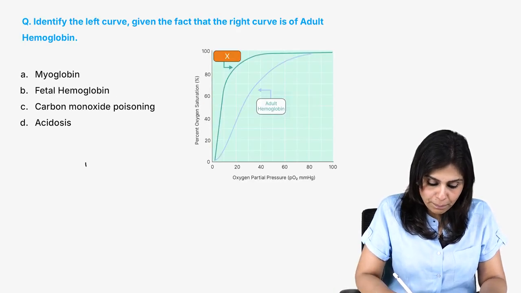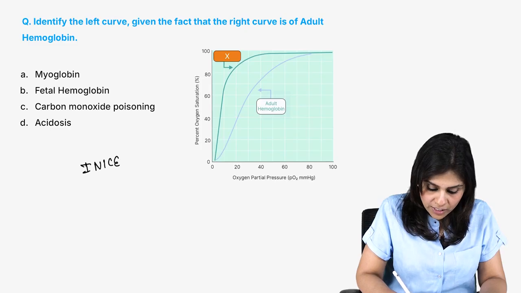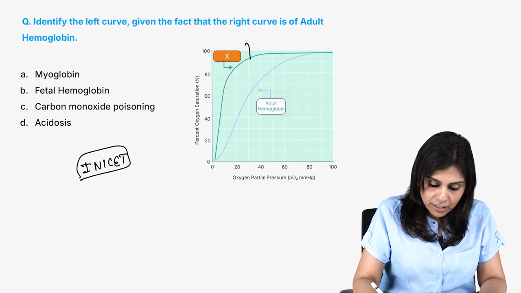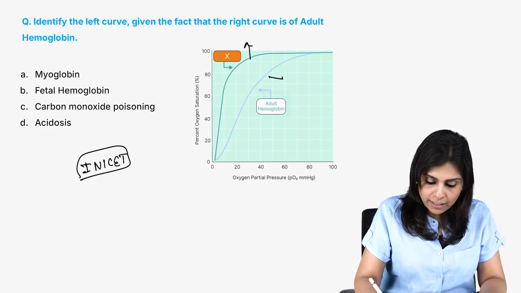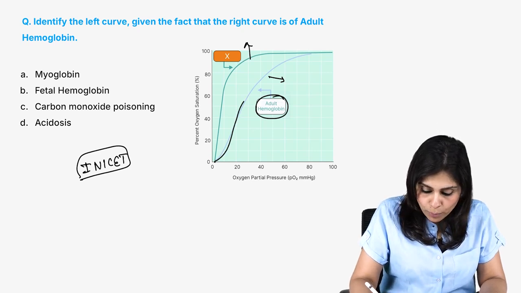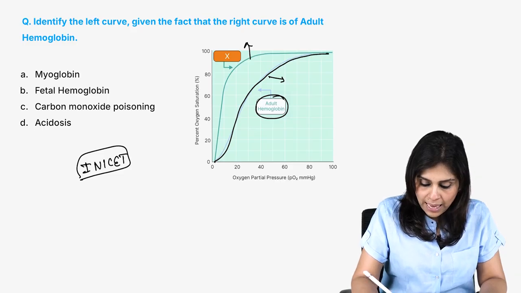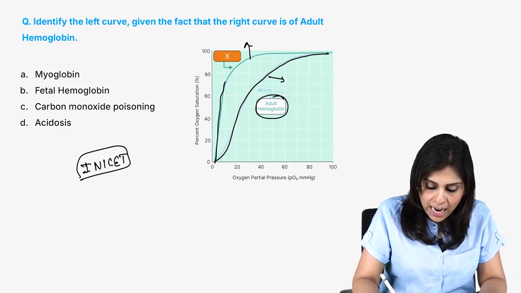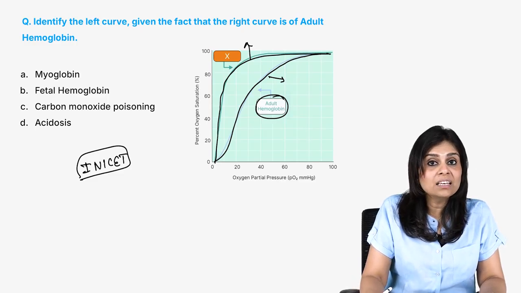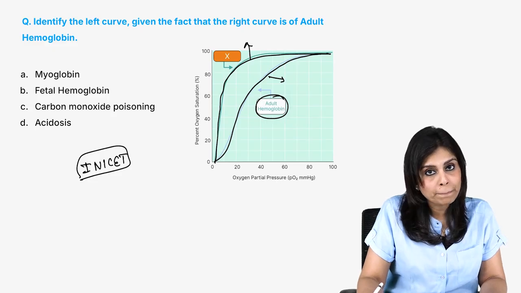Image-based question. This is a previous INI CET question. The exact image was given. Identify the left curve given the fact that the right curve is of adult hemoglobin. So the adult hemoglobin curve is sigmoidal. And the curve that is given to you is hyperbolic. And which is the hyperbolic curve? This is of myoglobin. Okay.